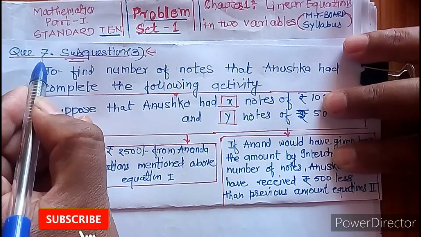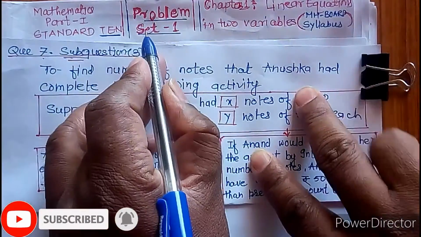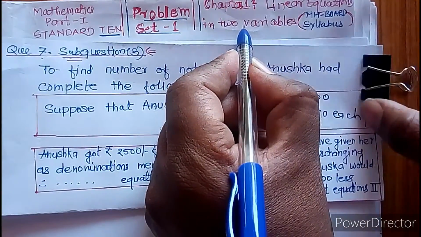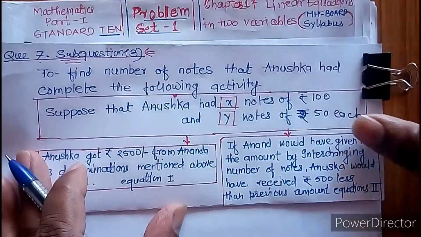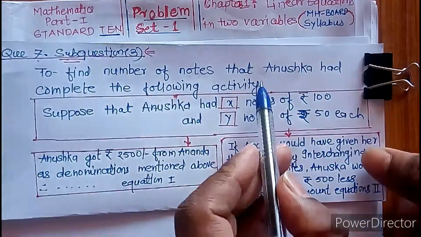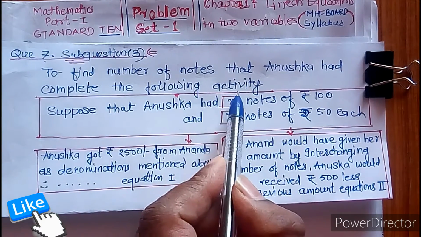In this video we are solving question number 7 sub question 3 in problem set 1, chapter Linear Equations in Two Variables, of Maharashtra board. Now here the problem is to find the number of notes that Anushka had. Complete the following activity.